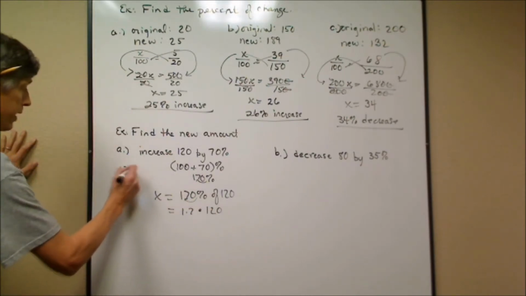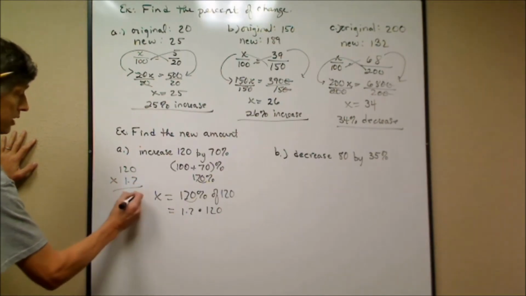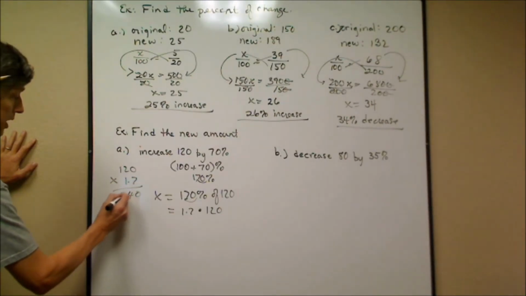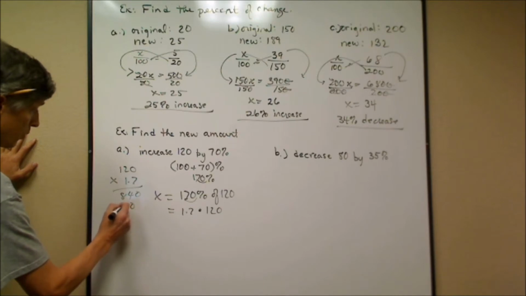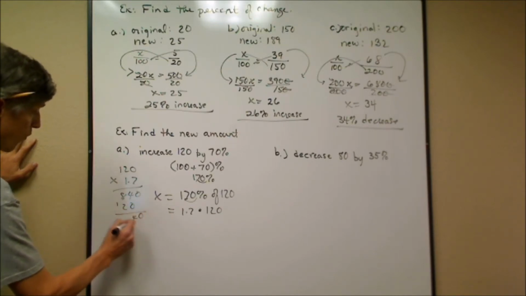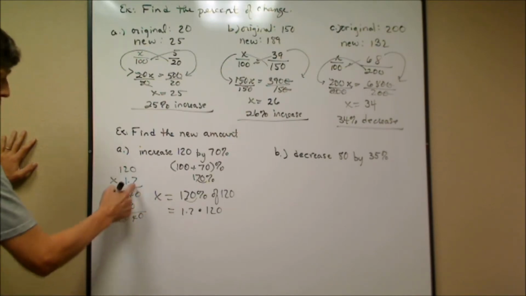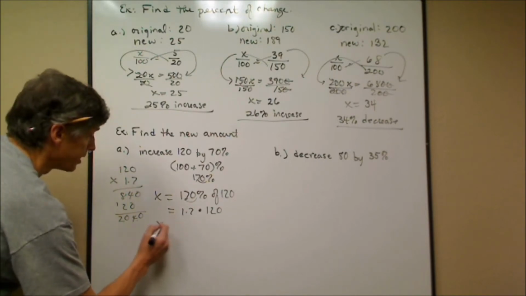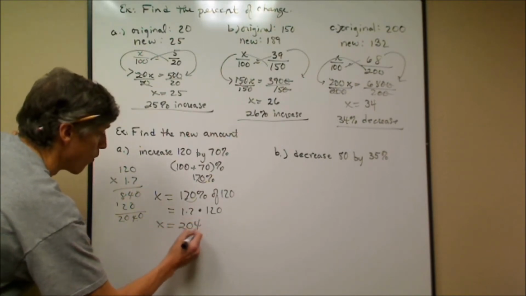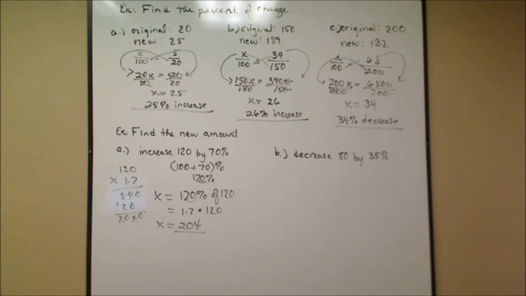So 120 times 1.7, that's a 0, a 4, carry a 1, that's an 8. And a 0, a 2, and a 1. That's a 0, a 4, a 0, carry 1, and a 2. With one decimal spot, I get 204. That will be the new amount. It's an increase by 70%.